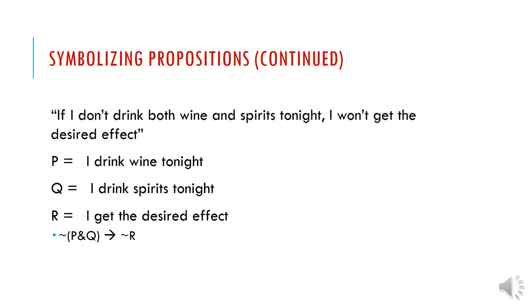Here we're using a conjunction and also a conditional statement. Notice how the conditional statement is the main operator of this proposition. This means that drinking wine and spirits needs to be grouped together as the antecedent, meaning that not drinking wine and spirits is sufficient for not getting the desired effect. Not getting the desired effect is necessary upon not drinking wine and spirits. It's important that we think about these conditional statements in terms of the necessary and sufficient condition. Remember, propositions may not necessarily use the words if then, and it still could be a conditional statement.